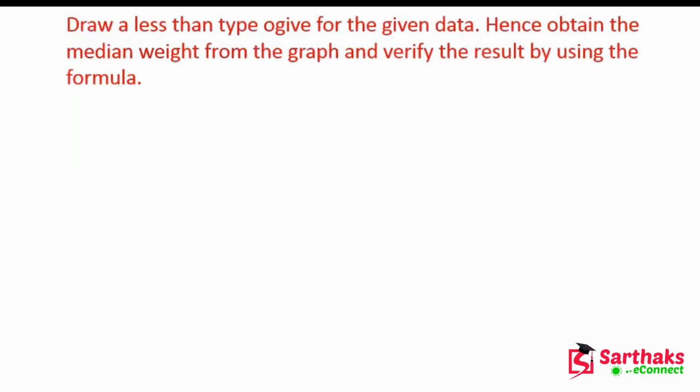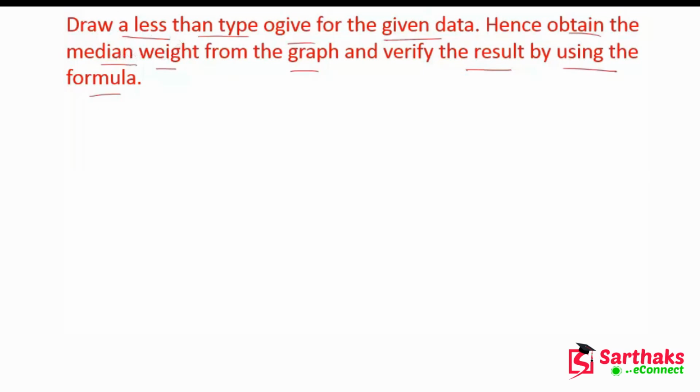So now the question is that we have to draw a less than type ogive curve for the given data and hence obtain the median weight from the graph. And we have to find the median weight from the graph and verify the result by using the formula. We also have to apply the formula. So now my dear friends, we have to draw the less than type ogive curve. Okay, my dear friends.